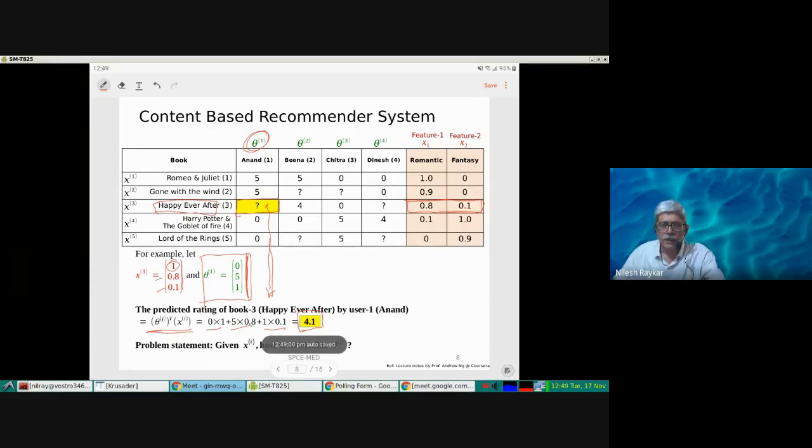So essentially in this case, given the feature vector, we are trying to find out the user parameter vector, and the formulation is just a linear regression formulation. So we are writing the rating term in terms of linear combination of the feature vector. So for each book there is a feature vector, and the linear combination of this feature vector gives us for each user his or her rating value.